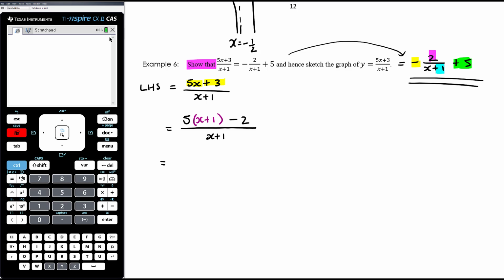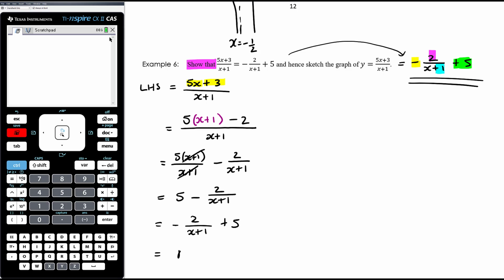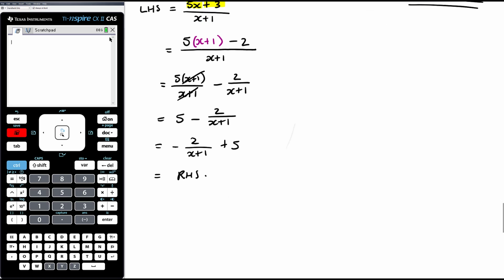But what this allows me to do is split this into two fractions. There's one fraction and there's the other fraction. This is the same as 5 times x plus 1 over x plus 1, take away 2 over x plus 1. The x plus 1s will cancel out, and so it's 5 take away 2 over x plus 1, which is not quite the form I was asked to show, so let's be really explicit. That's the same as negative 2 over x plus 1 plus 5, which is the right-hand side. And so I have shown that the left-hand side equals the right-hand side.